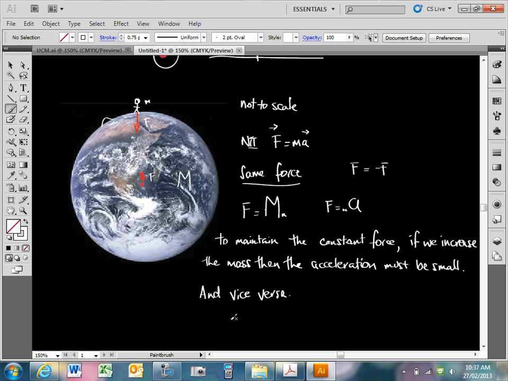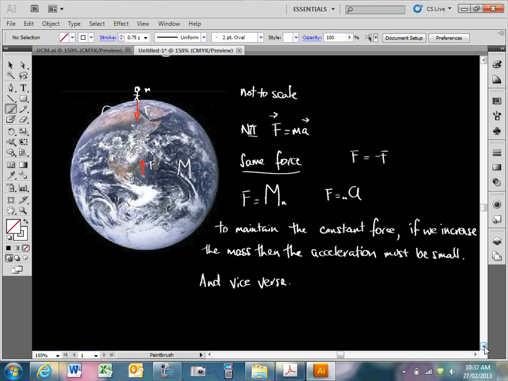And vice versa. That's why I appear to move a whole lot. You guys appear to move a whole lot, and the Earth doesn't appear to move at all. It does move a very small amount, but not very much. Or accelerates a very small amount, and hence changes its velocity, and hence moves some distance, d, but a very small amount.